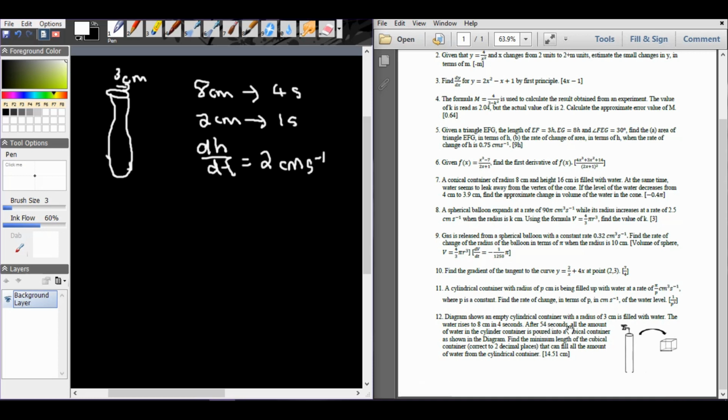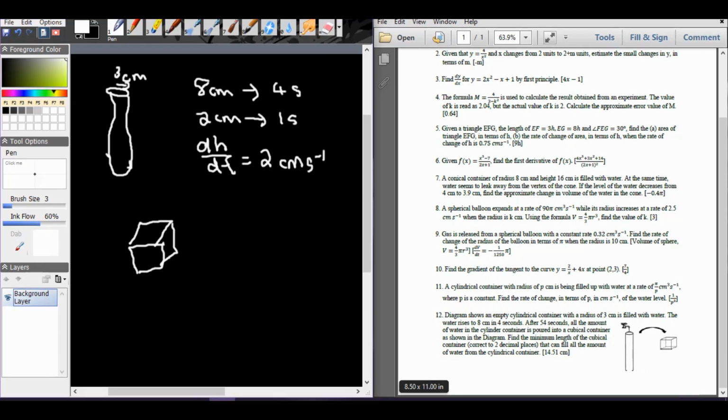After 54 seconds, all the amount of water in the cylinder container is poured into a cubical container as shown in the diagram. Find the minimum length of the cubical container that can fill all the amount of water from the cylindrical container. So we are given a cubical container. Cubical container means the lengths of this cube are the same. So let's say this is x, x, x. So the volume of this cubical container will be x cubed. We are asked to find the length of x.